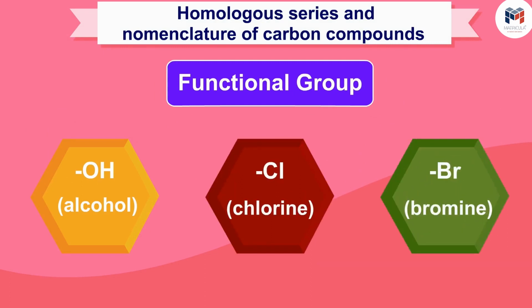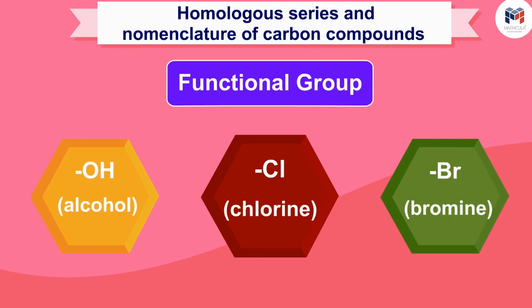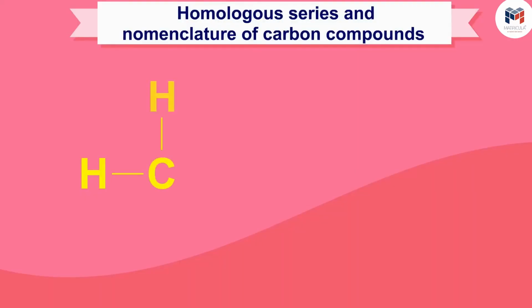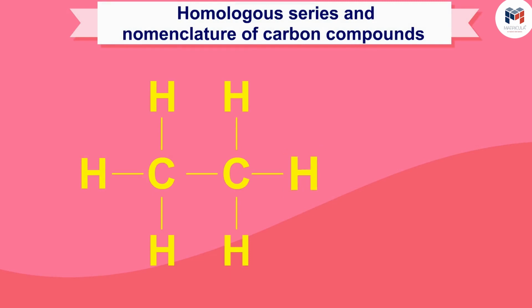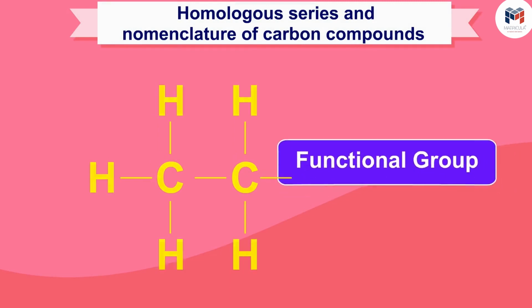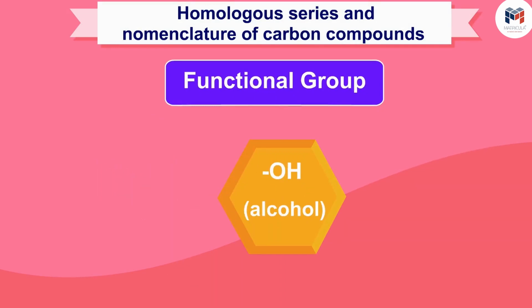Let us now understand what a functional group is, such as OH, alcohol, Cl, chlorine, Br, bromine, etc. This functional group gives compounds special characteristics. When another group displaces a hydrogen inside a hydrocarbon, it is called a functional group. For example, take alcohol, OH.